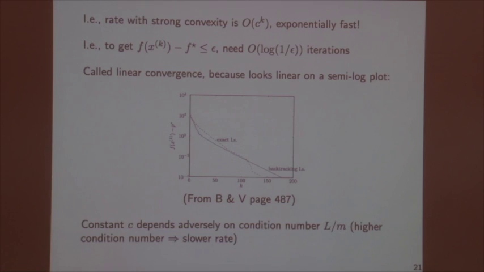Yeah? How do these curves compare if the function is not strongly convex? Oh, you remember, if you don't have strong convexity, the rate is of the type big O of 1 over epsilon. My question is, in that case, does the exact line search perform faster? If the function is not strongly convex, does the exact line search perform faster?